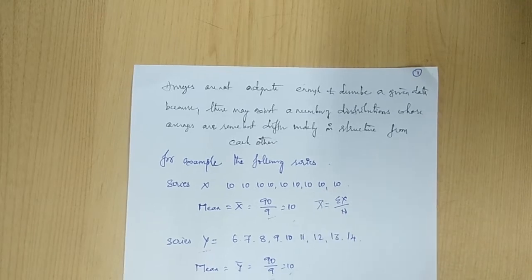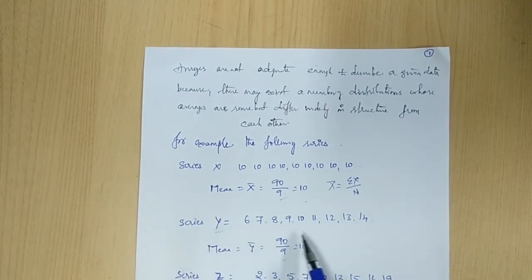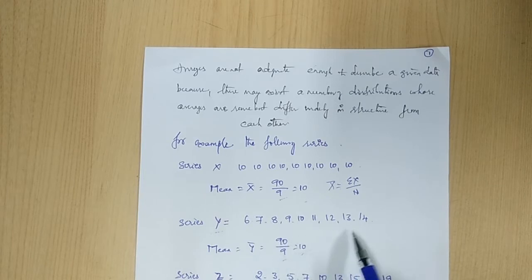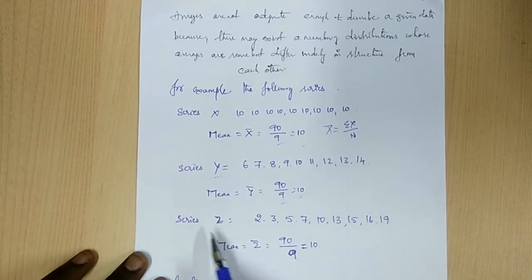Now mean equals 10. In the second series, the data is moderately distributed: 6, 7, 8, 9, 10, 11, 12, 13 and 14. Here the sum of all the observations of Y divided by its number, once again 9, equals 10, the mean which we get.